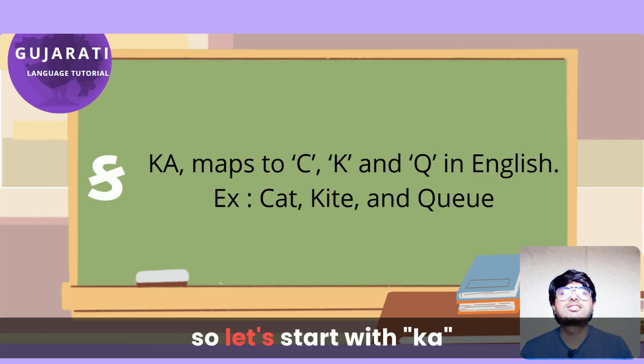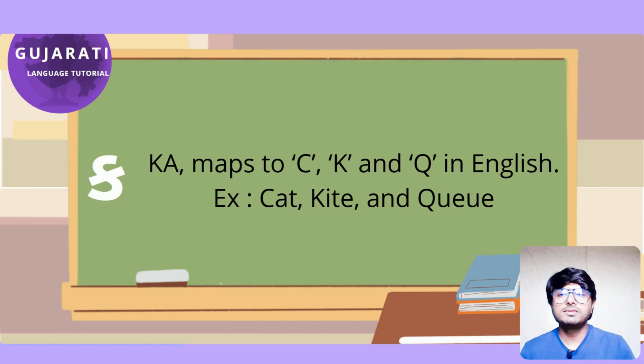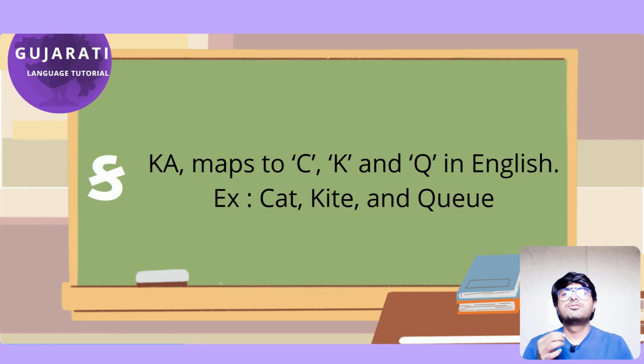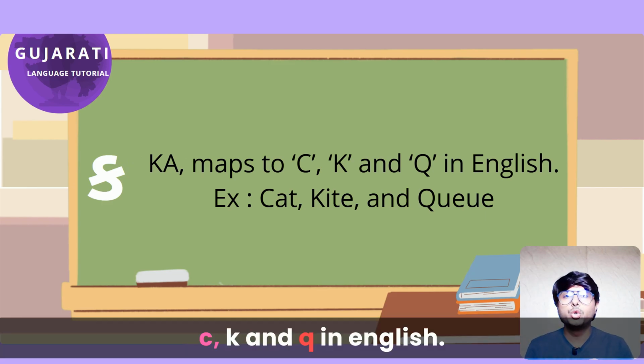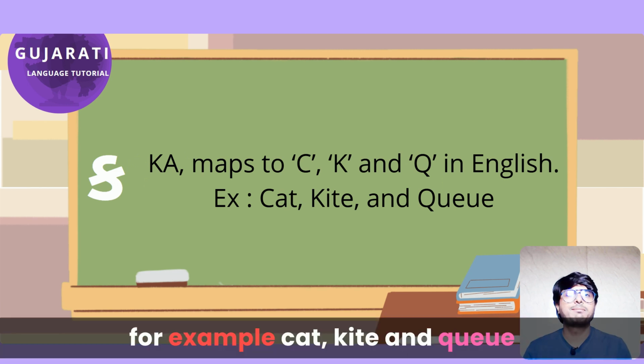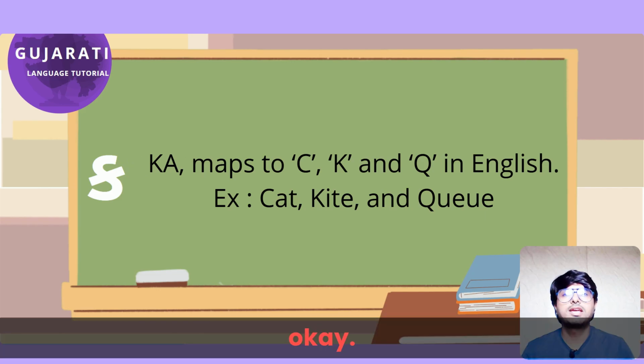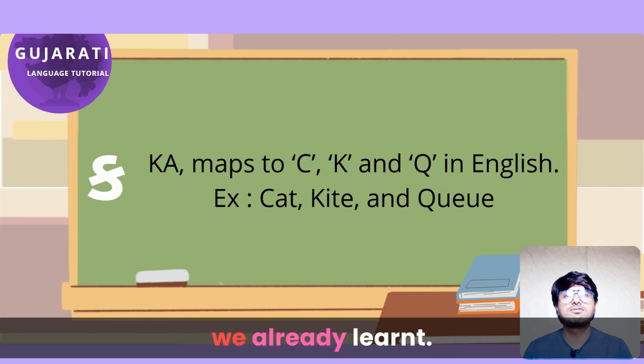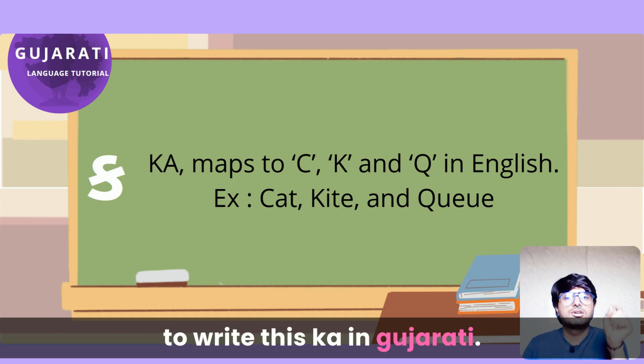So let's start with K. This K maps to C, K and Q in English. For example, cat, kite and Q. As we know, regarding K we have already learned many phrases and sentences, but today we learn how to write this K in Gujarati.